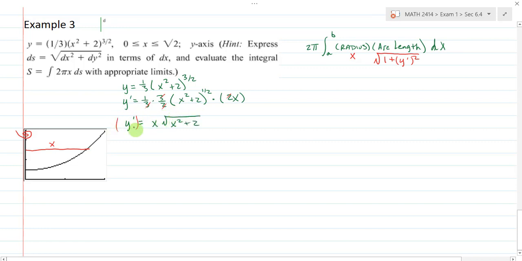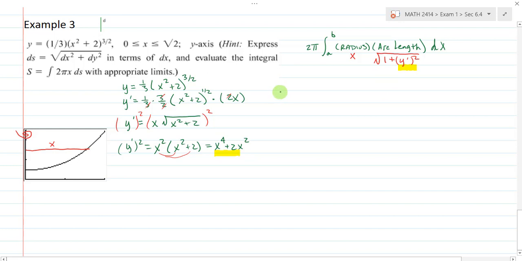Now I'm going to square both sides of this, and I end up with y prime squared equals x squared times x squared plus 2. And when I distribute that x squared, I get x to the 4th plus 2x squared. Notice I just distributed that x squared across there. Well, this is what I'm going to plug in place of the y prime squared right here.